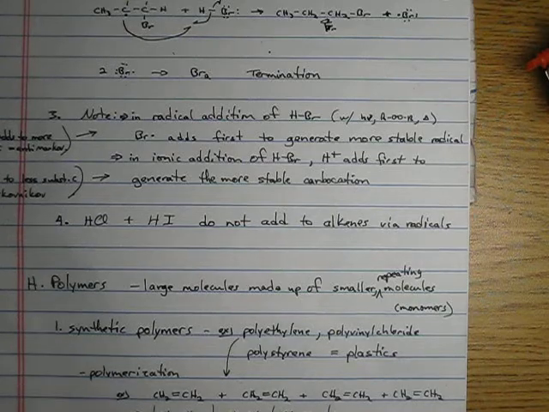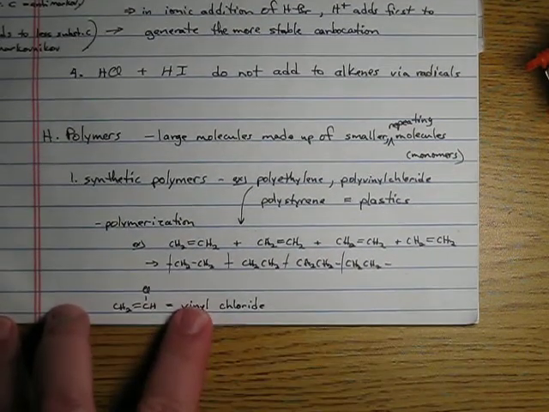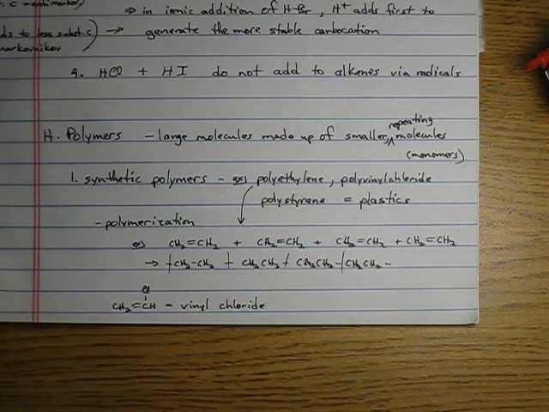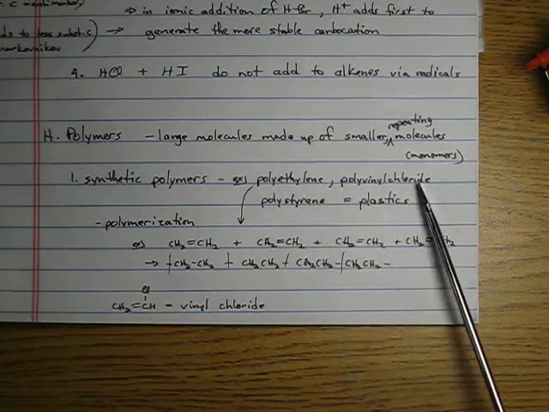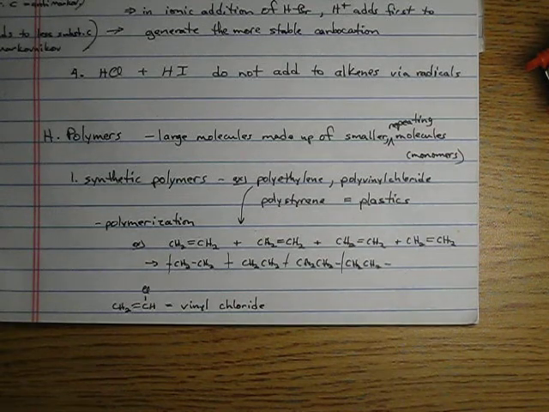Now we come to the last letter of the semester, polymers. Polymers are large molecules that are made up of small repeating molecules we call monomers. And we're going to start looking at synthetic polymers. We tend to call them plastics. Polyethylene, polyvinyl chloride, polystyrene, these are all sorts of plastic type of things. All right.